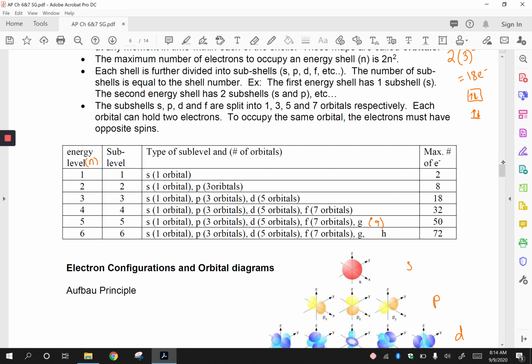Sixth energy level has 6 sublevels, S, P, D, F, theoretically G and H. 1, 3, 5, 7 orbitals. G would have 9, H would have 11. They go up by 2s. And so altogether there are 36 orbitals. Each orbital takes 2 electrons, so we get 72 electrons. And so this is where we're getting the 2n squared from. And so on, obviously, if you have the 7th and the 8th and the 9th energy levels and so on.